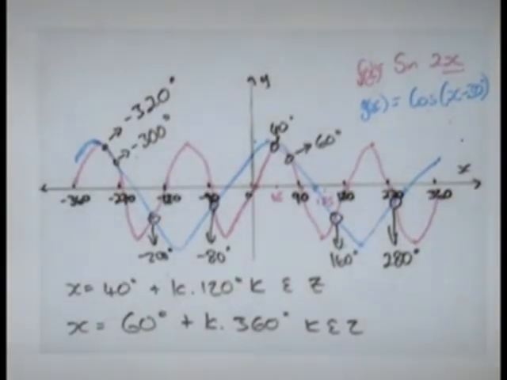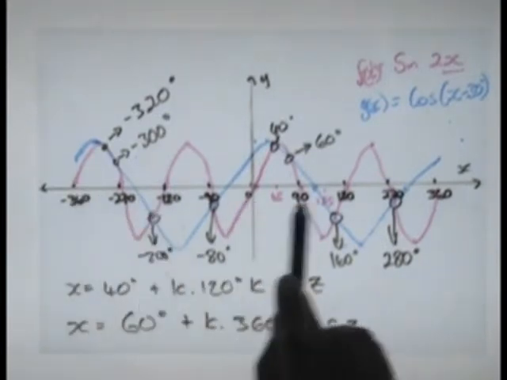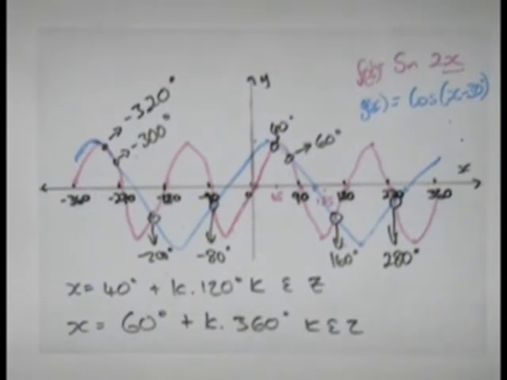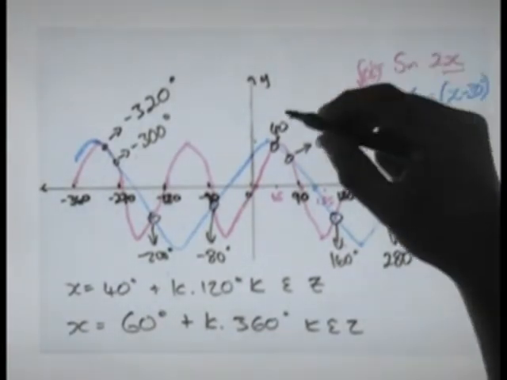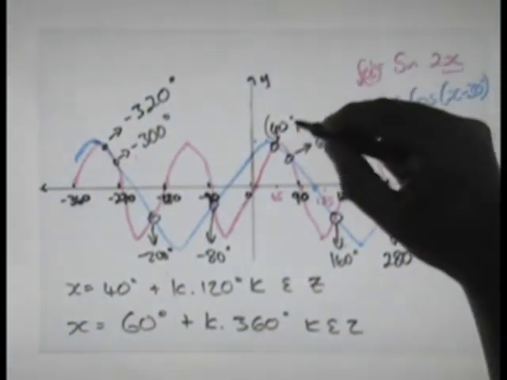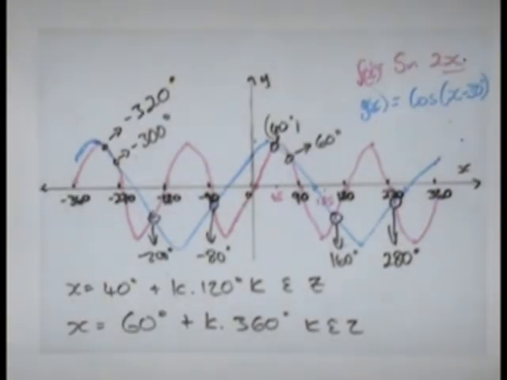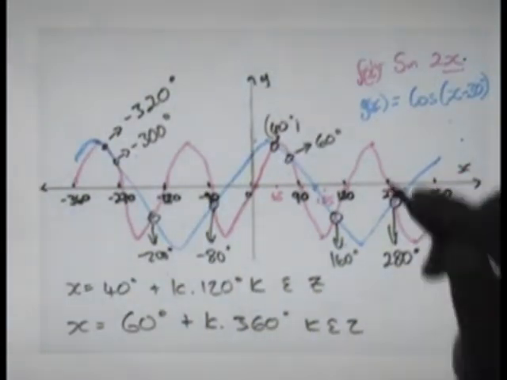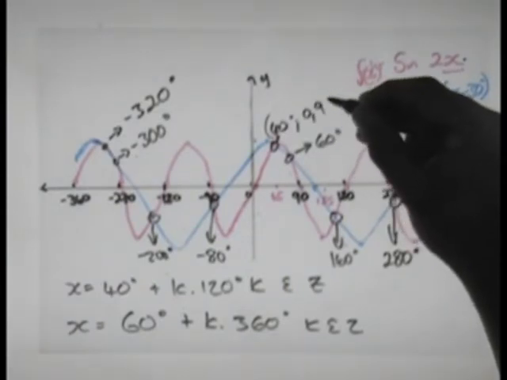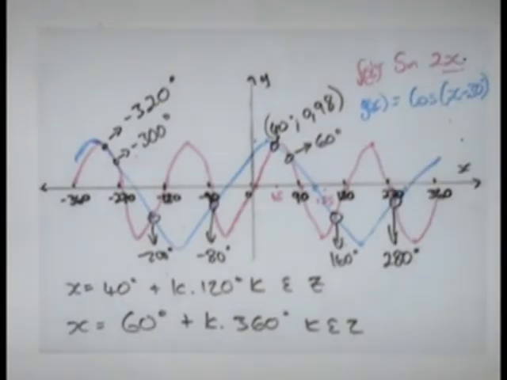I have only given you the x values, or the angles. If you want to, and in some cases you are required to, find the total coordinates of each of the points of intersection, I'm going to give you an example on the 40 degrees. The x value is 40 degrees. To get the y value, we're going to have to say sine of 2 times 40 degrees, which is the same as sine of 80 degrees. On a calculator, sine of 80 is going to yield an answer of 0.98, rounded off to 2 decimal places.